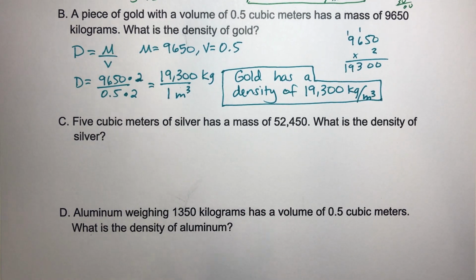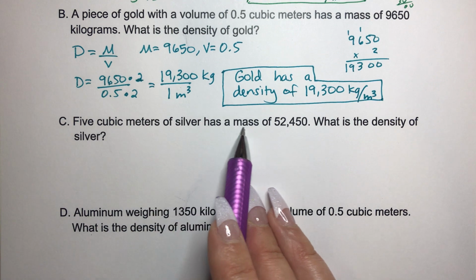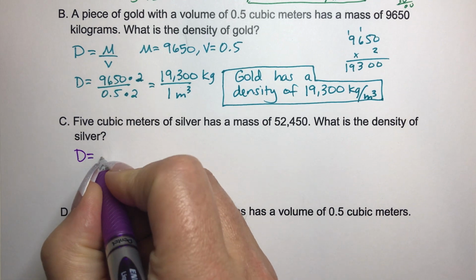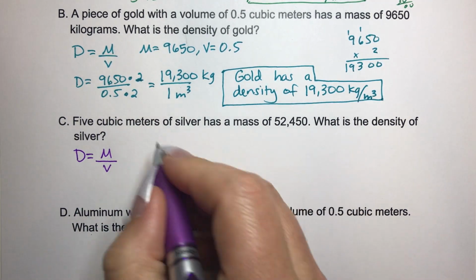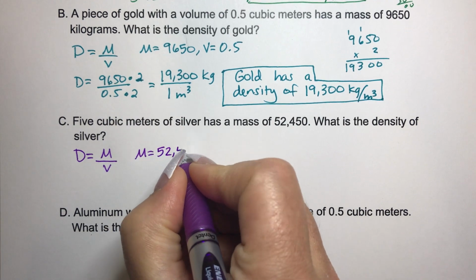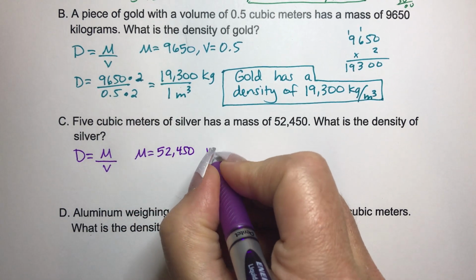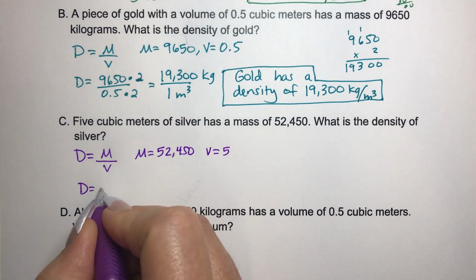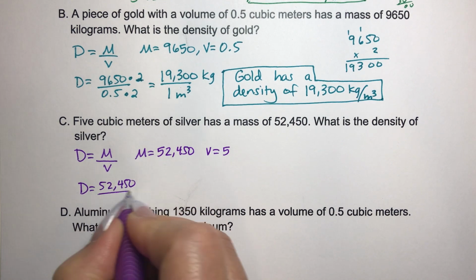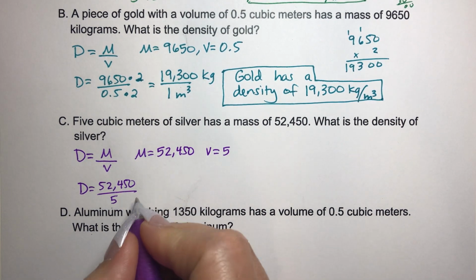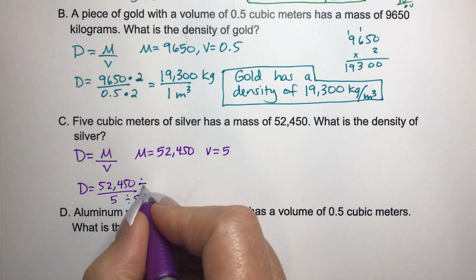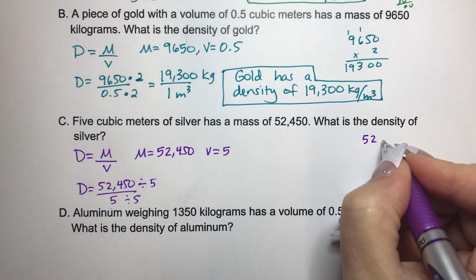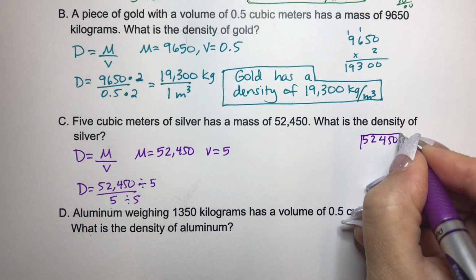All right, we're back. Let's see how you did. So it says 5 cubic meters of silver has a mass of 52,450. What is the density of silver? So we're going to write that density formula, right? Density equals mass over volume. Our mass is equal to 52,450. Our volume is equal to 5. Okay, we just substitute in those numbers over 5, and we need this to be 1, right? So we're going to divide this by 5, on the bottom and the top. I just need to take this over to the side and figure out what 52,450 divided by 5 is.